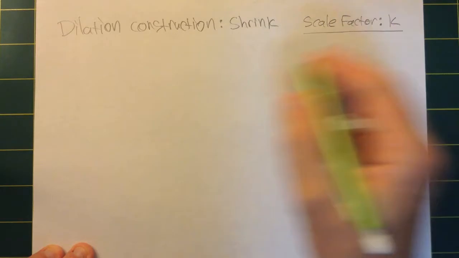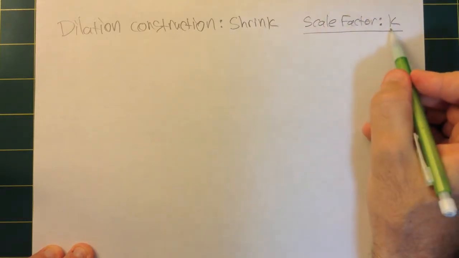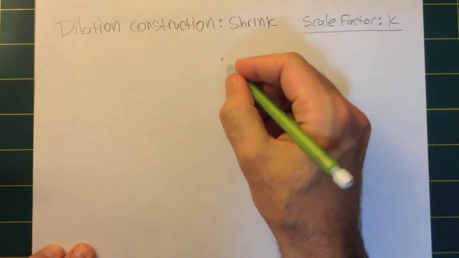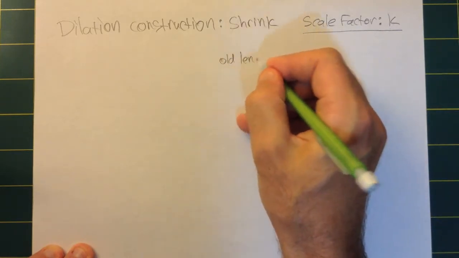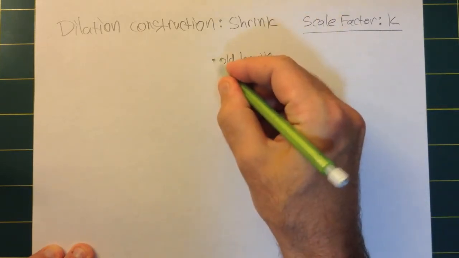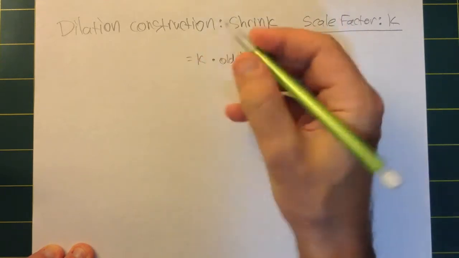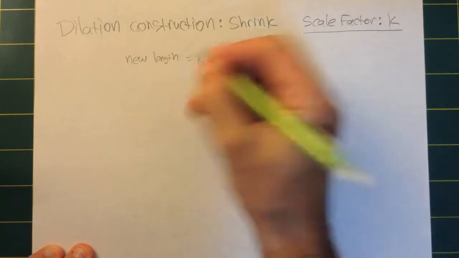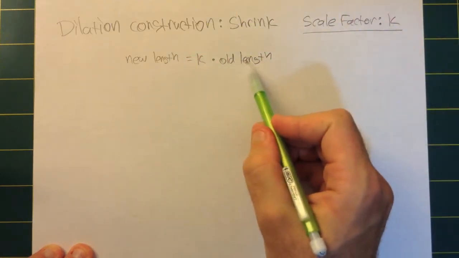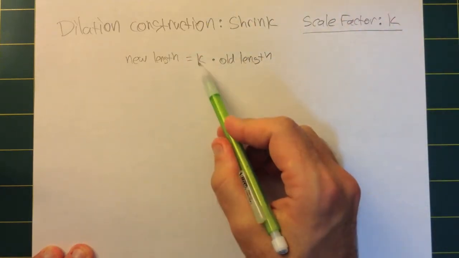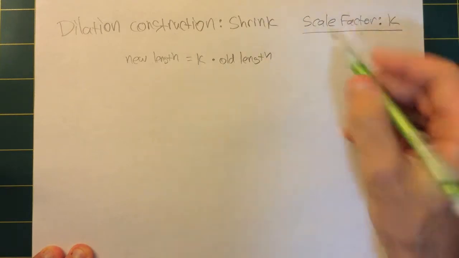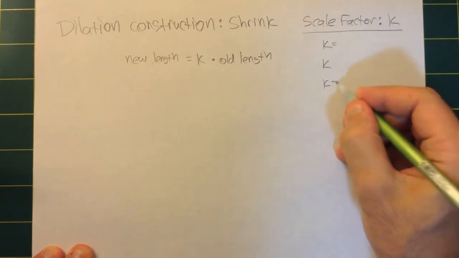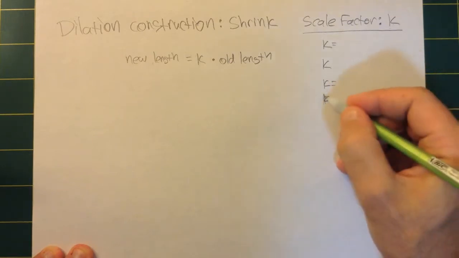And the way you use scale factor is it's the number that tells you what you do to all the old lengths to give you the new length. So you take the old length, you multiply it by the scale factor, and that's going to give you your new length. So I'd measure some distance related to the old shape, multiply it by a scale factor, that gives me the new length. Let's look at a couple important values of K to remind ourselves what happens.